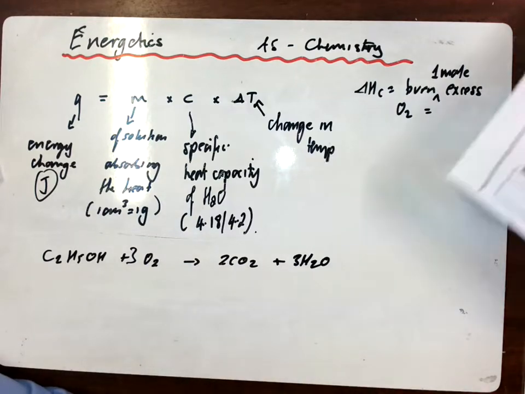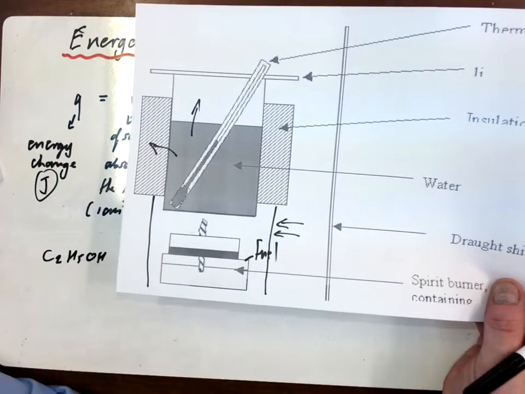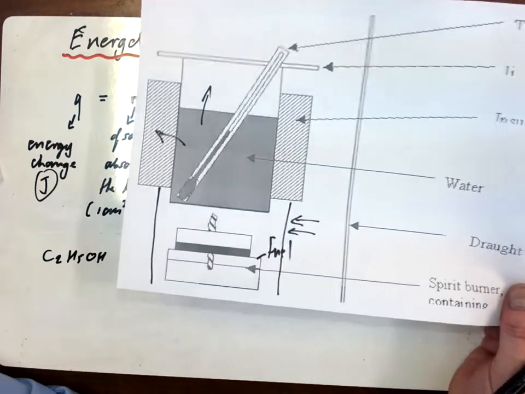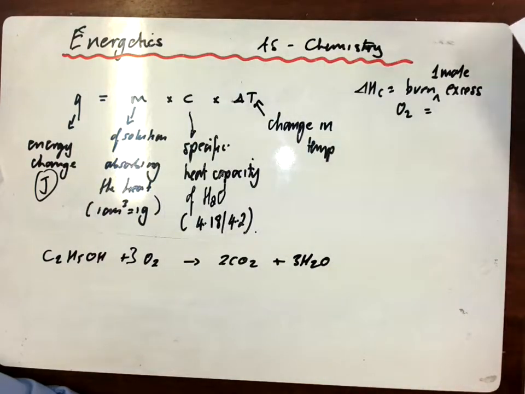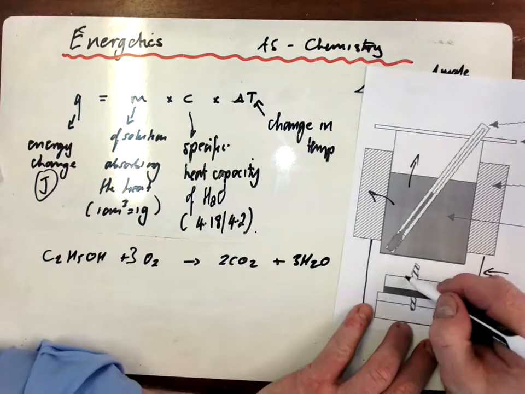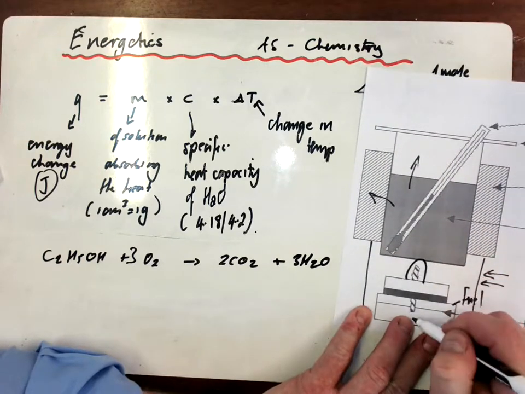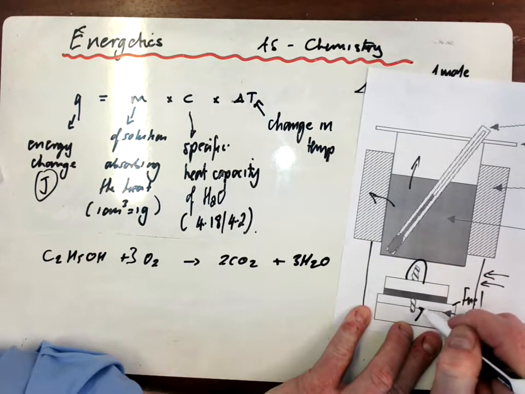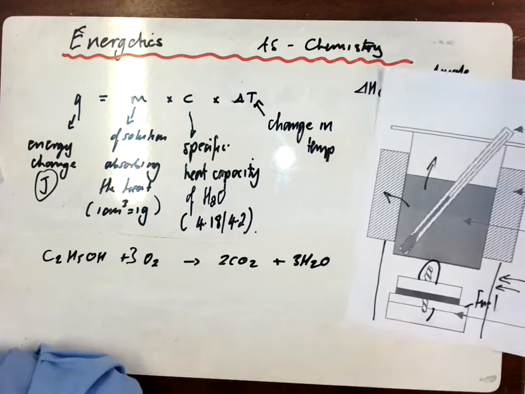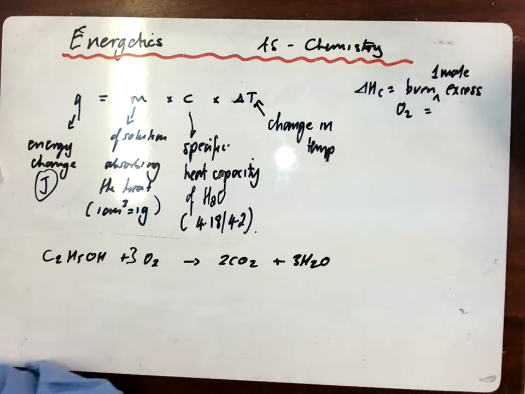So if we imagine our little spirit burner, what we'll do with our spirit burner is we'll weigh it at the start and we'll weigh it again at the end after we've burnt it. And we generally keep a little lid on it at the start and the end to prevent any fuel in here, which tend to be quite volatile, evaporating off.